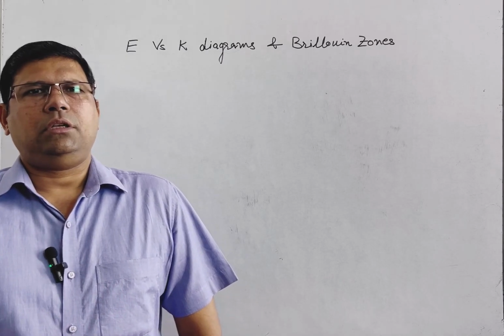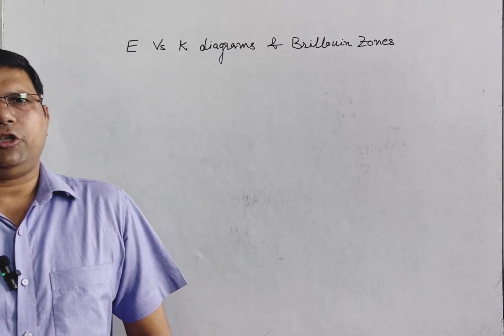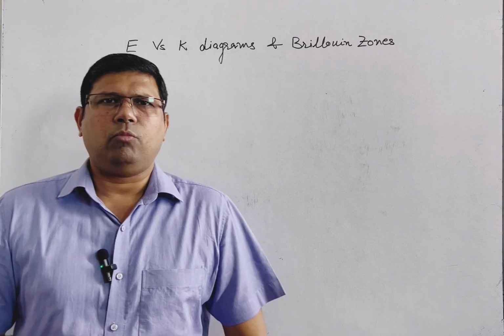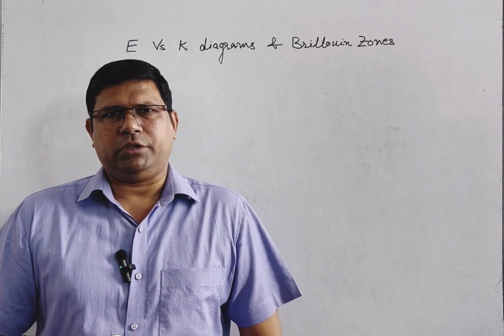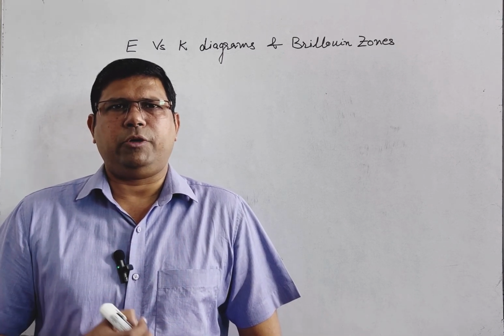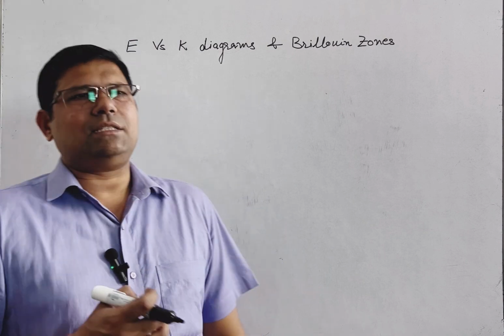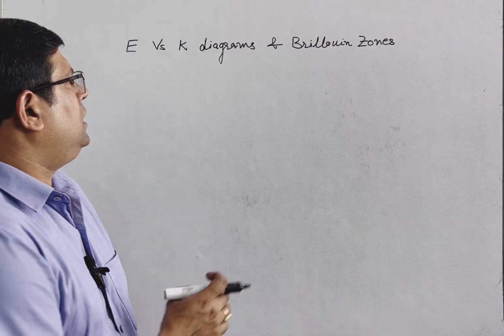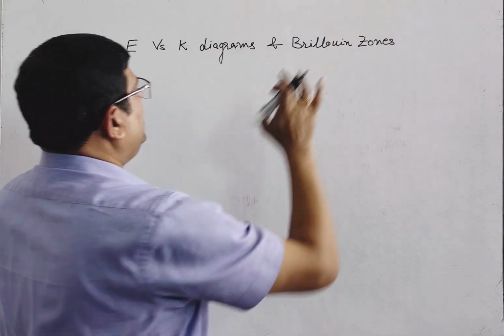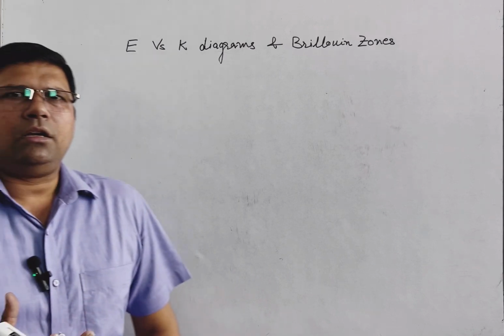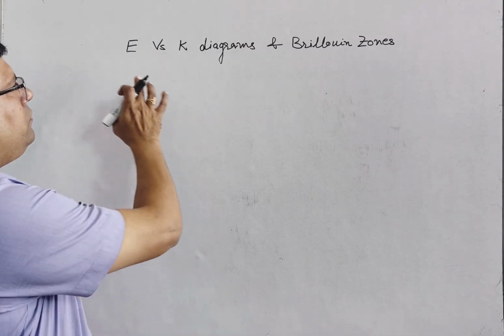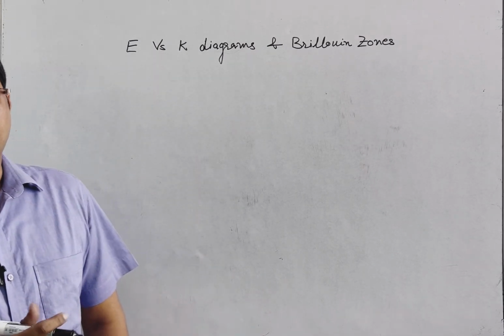Today's topic is E versus K diagram and Brillouin zones. An electron moving in a lattice of periodic potential can have energy values between allowed regions and allowed zones. They are called Brillouin zones, and they are studied by making the E versus K diagrams.